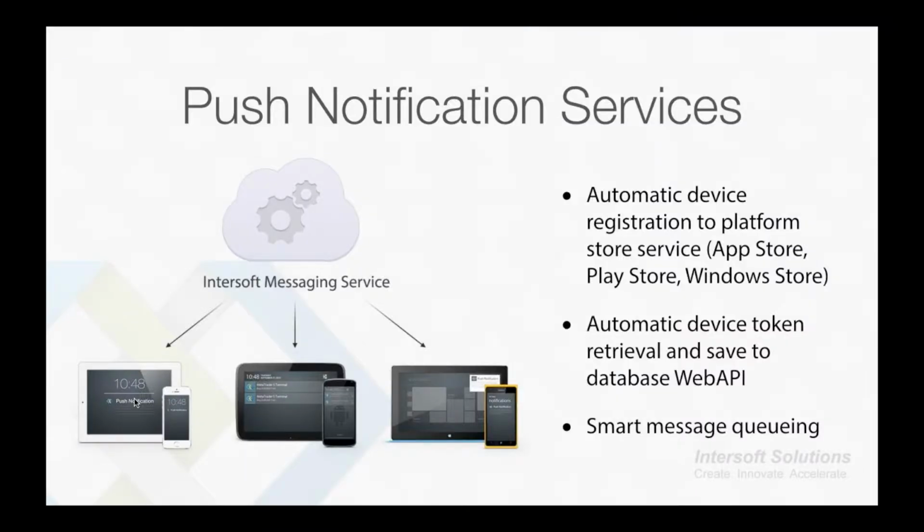Crosslight 2 ships with powerful push notification services that allows you to send push notifications to Crosslight apps easily. Crosslight 2 automates most of the manual tasks required to enable push notification on mobile apps, such as automatic registration to Platform Store service, automatic device token retrieval and saving the token to the Web API database, and smart message queuing when sending push notification to devices.